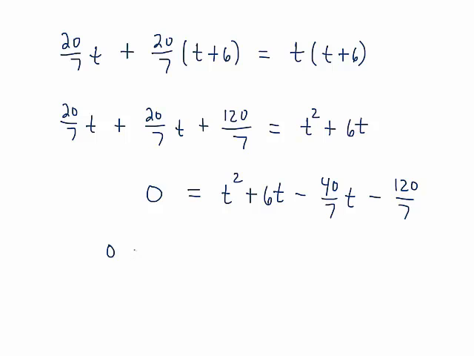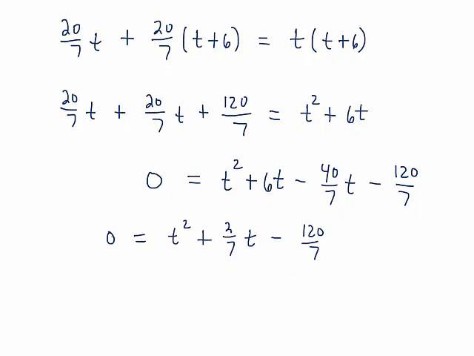So now we'll go ahead and combine like terms. We have 0 equals T squared. We have a 6T minus 40 over 7T, and when we combine those like terms, we end up with a positive 2 over 7T, and we have the minus 120 over 7. Now we'll eliminate our fractions. We're going to multiply everything by 7, so multiplying both sides of the equation by 7 gives us still 0 on the left, and 7T squared plus 2T minus 120.